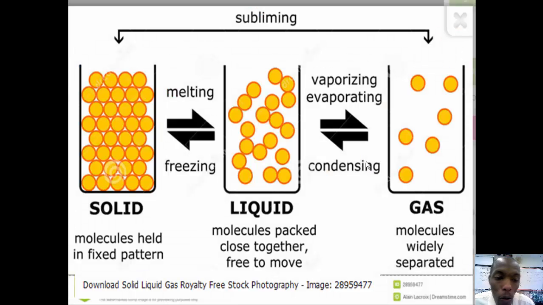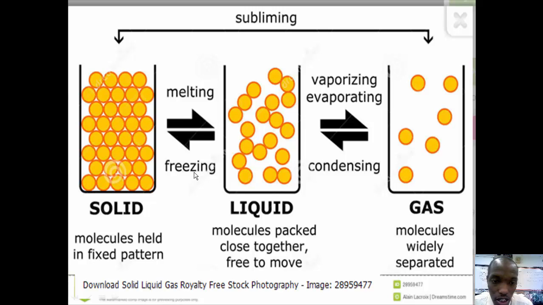Alright? So we can go from one state to the other state. We can go from a solid to a liquid to a gas, or from a gas to a liquid to a solid. When a solid goes to a liquid, it is melting. When a liquid goes to a gas, it is evaporating. And in the reverse, when a gas goes to a liquid, it is condensing. And when a liquid goes to a solid, it is freezing.